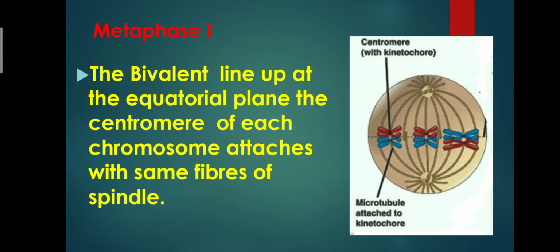Now metaphase 1. The bivalents line up at the equatorial plane. The centromere of each chromosome attaches with the fibers of the spindle.